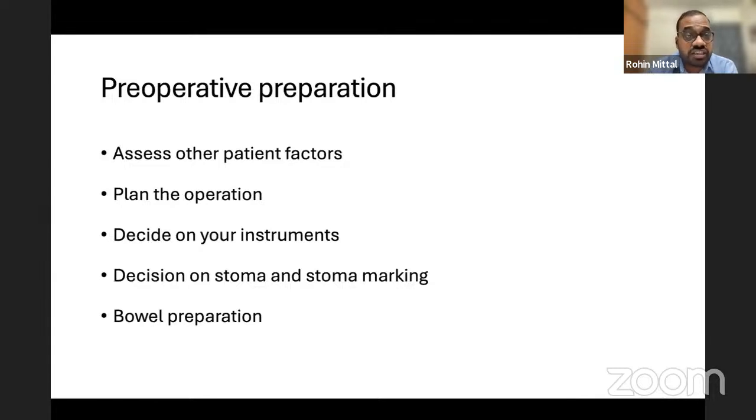Again, other factors to consider before you embark on an LAR is to assess the other patient factors. Older patients, patients with pre-existing sphincter dysfunction, patients who've been radiated might not be ideal candidates for low anterior resection.